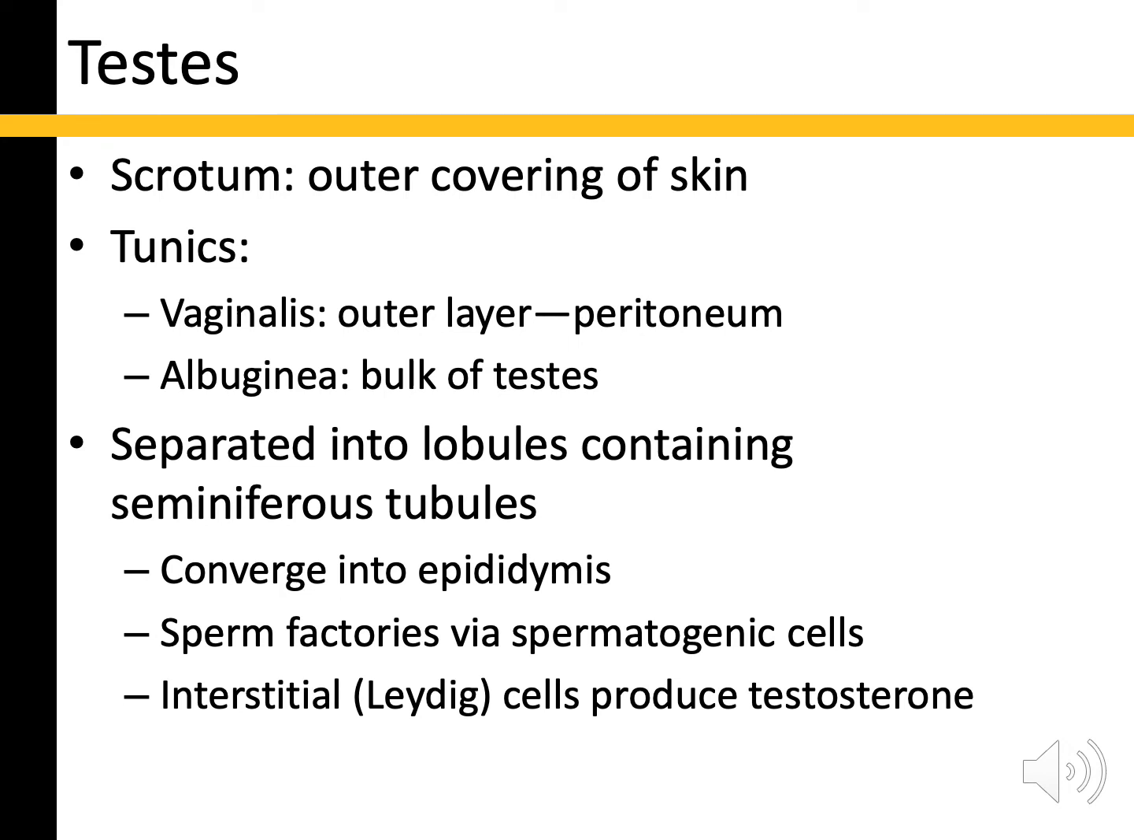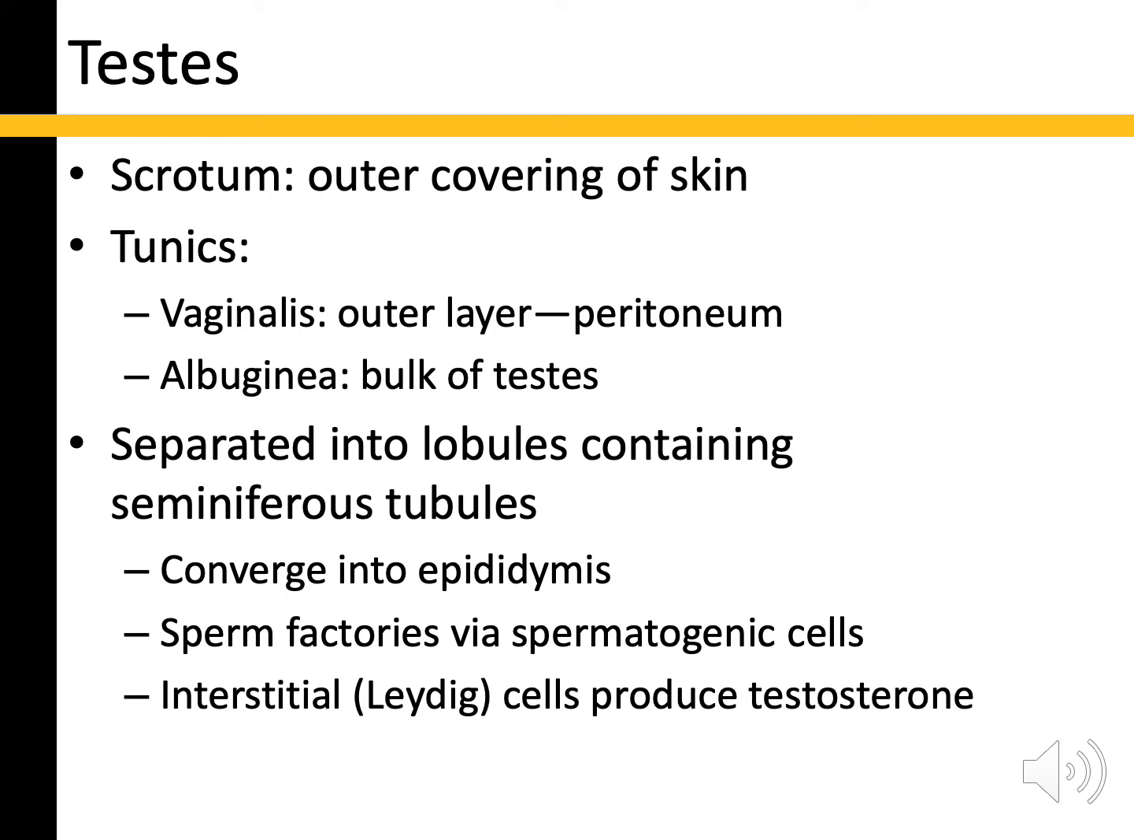Now, testes is a plural form of the word. Singular form would be testis, spelled T-E-S-T-I-S. You could also use the word testicle as well. But anyways, plural is testes. Now, the testes are the location of spermatogenesis, which we're going to talk about a little bit later. But the testes are surrounded by a layer of skin that's called the scrotum.